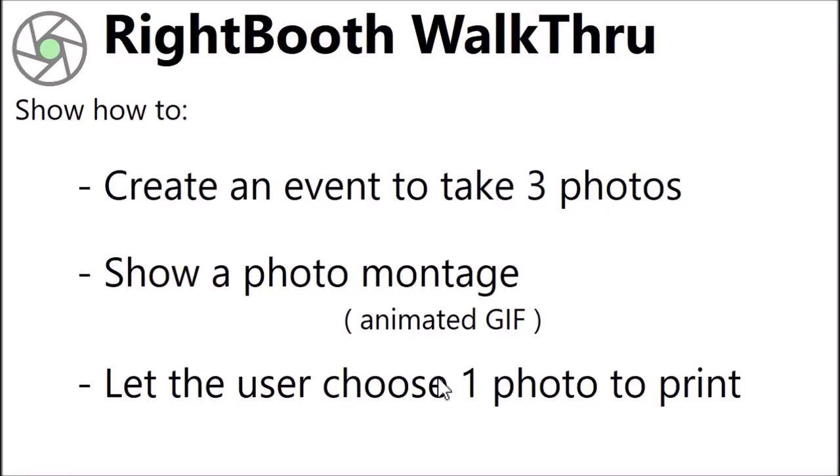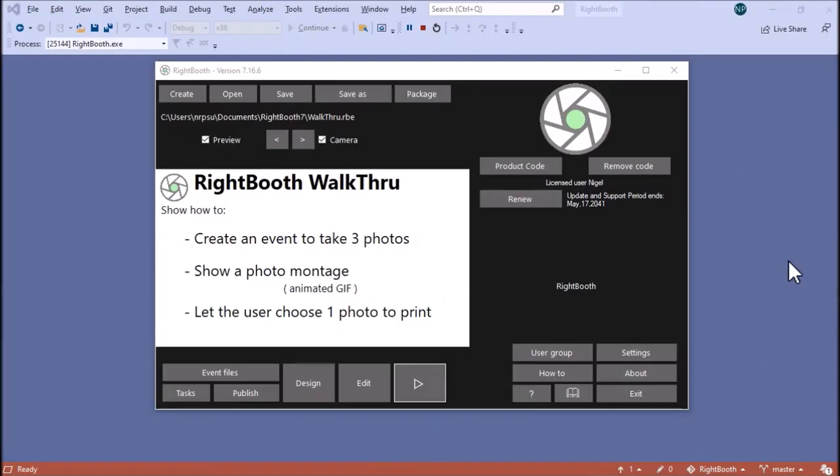In this walkthrough, I'm going to show you how you can use RightBooth to create an event that takes 3 photos and then shows a photo montage to the user, which is an animated GIF of the 3 photos, and also allows the user to choose one photo to print. So the first thing to do is to create an event.